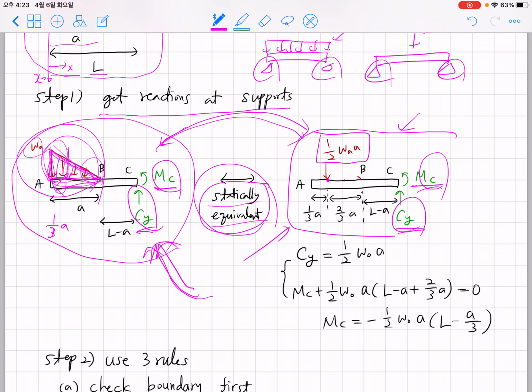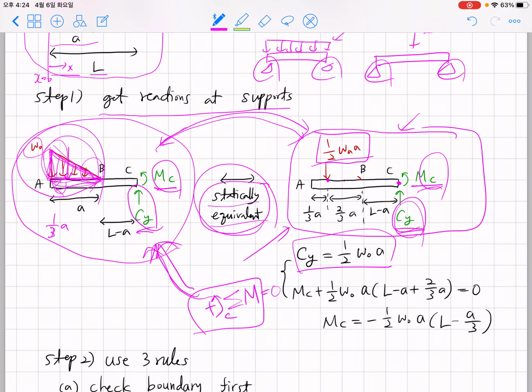Now, for this statically equivalent problem, to obtain CY, you have to consider the force balance in the y direction. So you have a downward force half W0A, and you have an upward force CY only. So CY must be half W0A. Regarding MC, it's relatively simple. So we have to consider this calculation at point C.